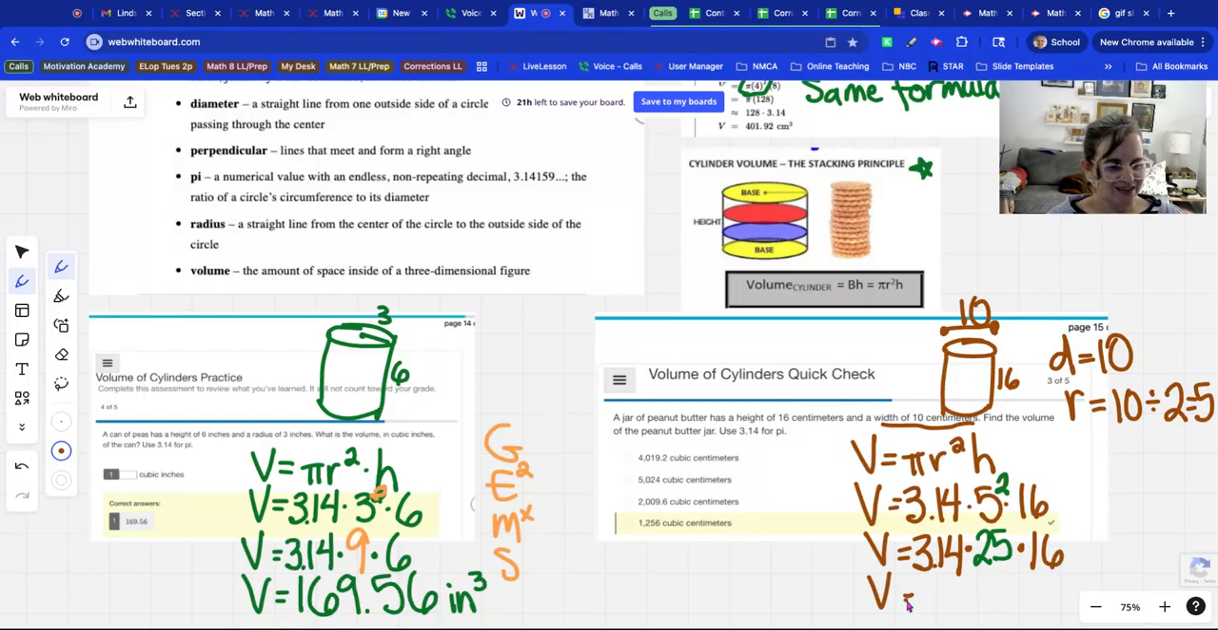Okay, let's do this. 3.14 times 25 times 16, 1,256. Oh, that's what I was supposed to get. Yay! 1,256 centimeters to the third power, cubic centimeters.